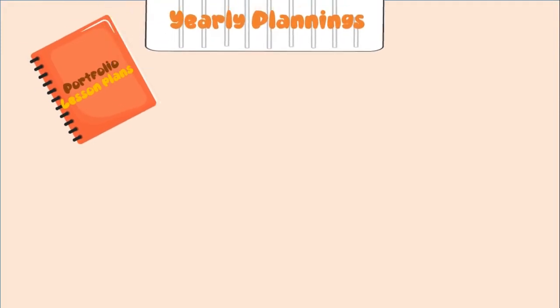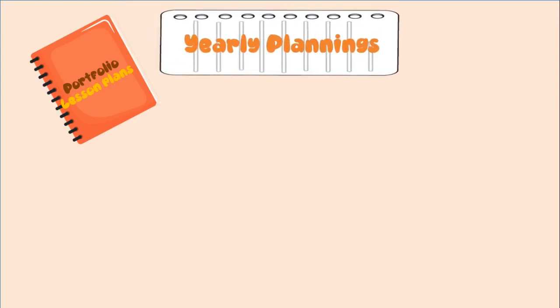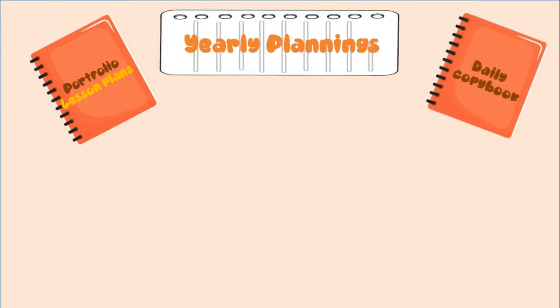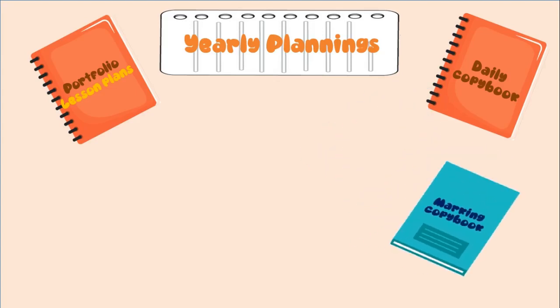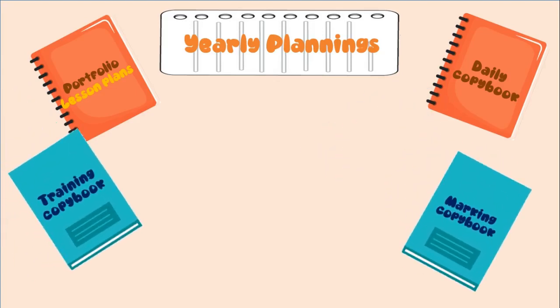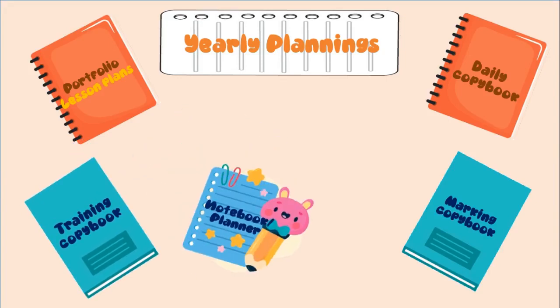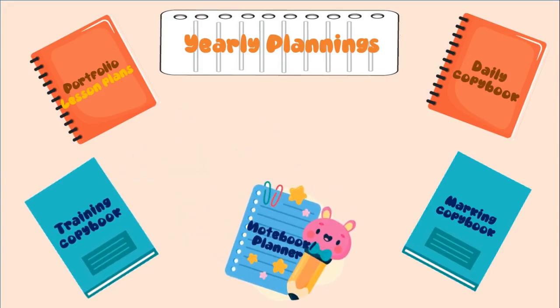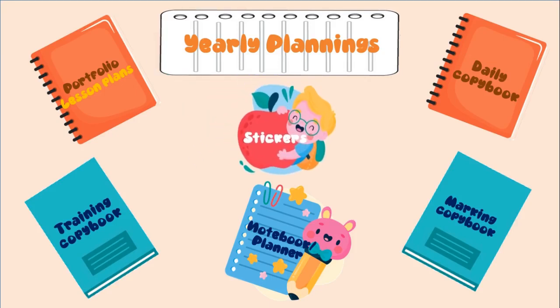I hope that you've liked this short video, and now it's time to know more about these documents. So the first document was a portfolio with lesson plans inside. Then we talked about yearly plannings. Next, my daily copybook, my marking copybook, my training copybook, a notebook or a planner for a teacher, and finally we talked about some stickers. We will talk about each document aside.